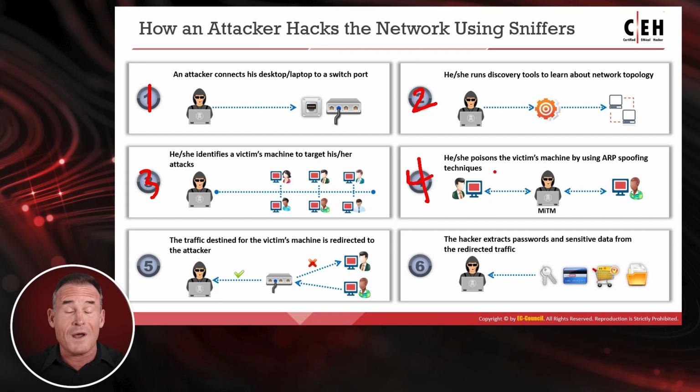Now, this is one scenario. ARP poison works really well, but it's not the only way to sniff a network. So this scenario is built around ARP poisoning. Number five, the traffic destined for the victim's machine is redirected to the attacker.